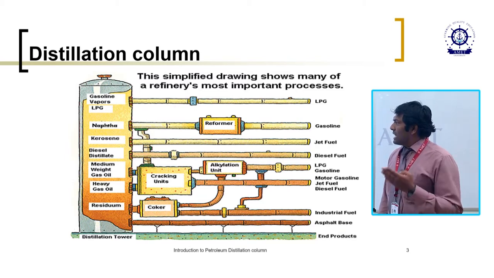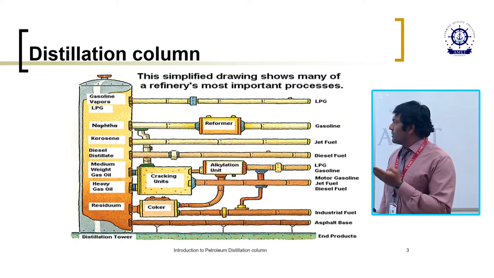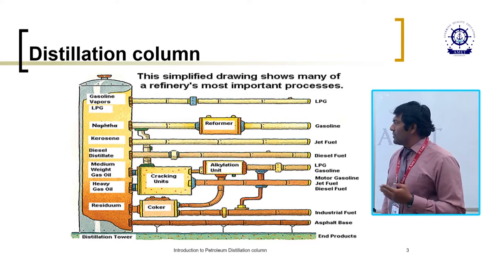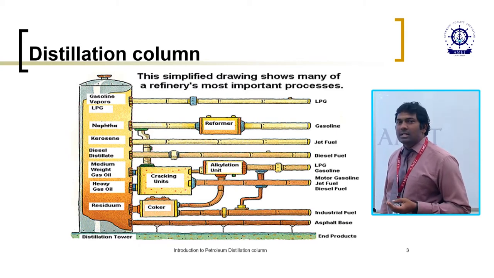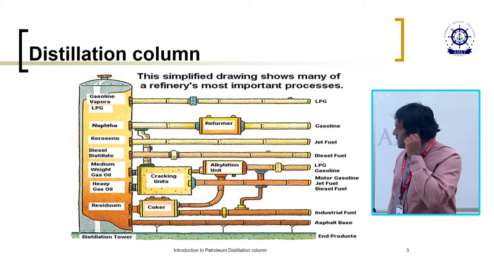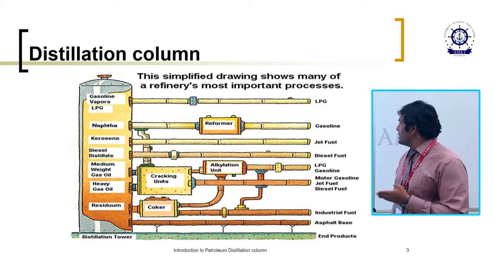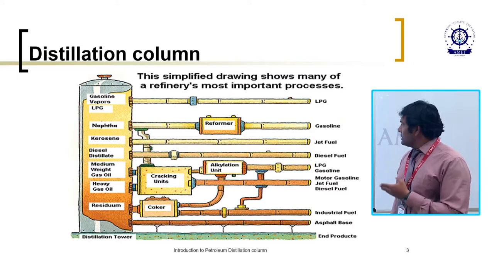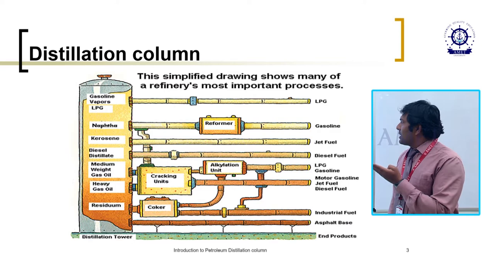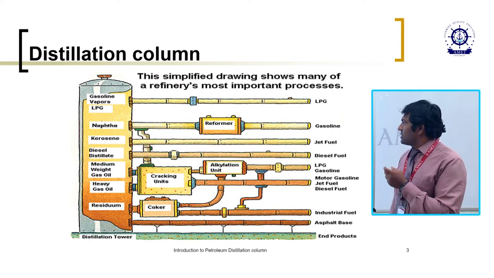For example, naphtha is converted further into gasoline with the help of a reformer, and medium and heavy oils are converted into LPG and gasoline with the help of cracking units and alkylation units. Normally, distillation comprises three stages, namely separation, conversion and then treatment. In separation, the crude oil is sent into the distillation column and separated into products, which are then converted into gasoline, LPG, jet fuel, diesel, etc. Naphtha is again converted into gasoline using the reformer. This is called treatment, done after the distillation process is over.